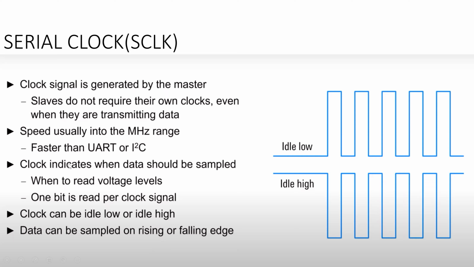Clock indicates when data should be sampled. I have already told, right? So clock is the one which is going to decide when the slave has to be sampled, when it has to read and when it has to write the data. And for each clock cycle, it will transfer 1 bit of data between the master and the slave.